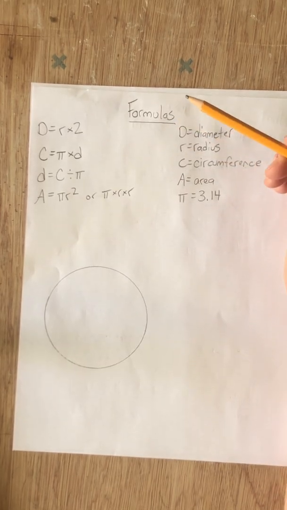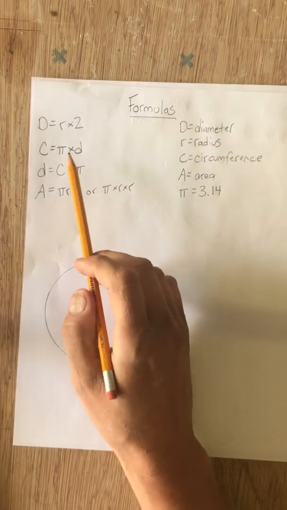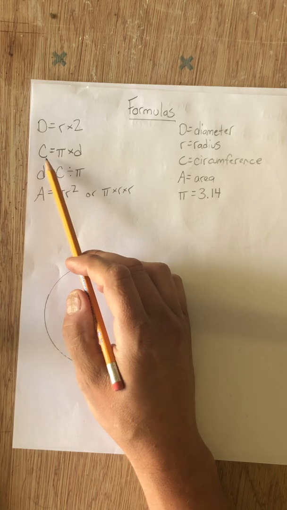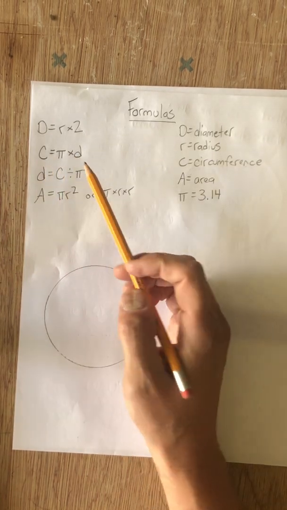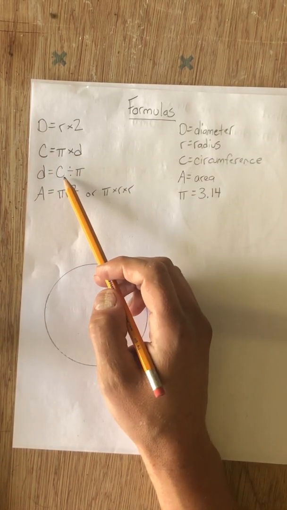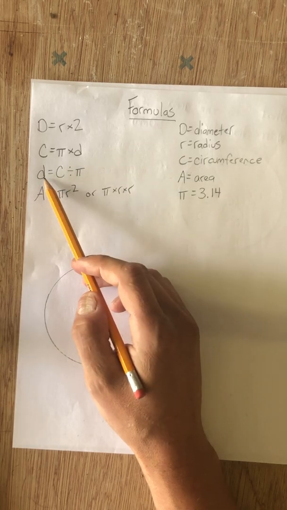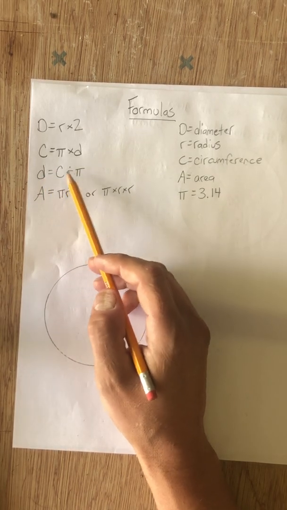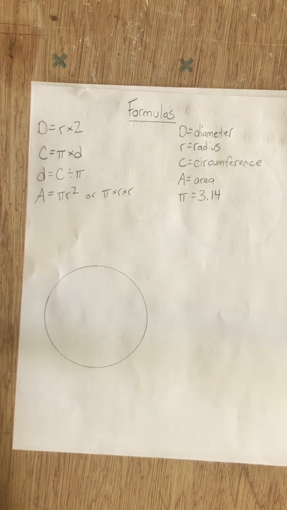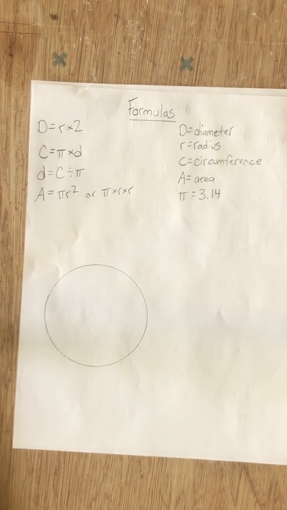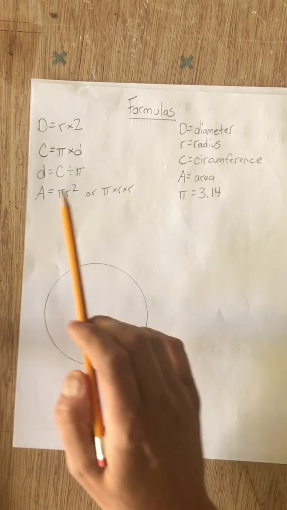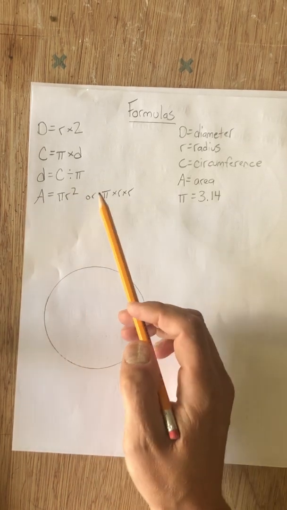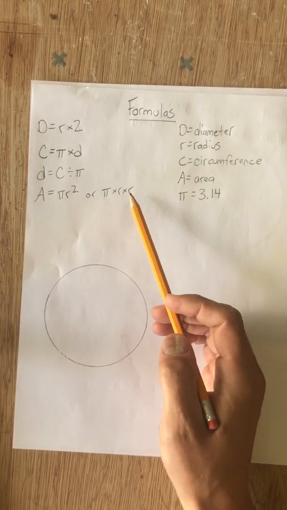If it's a question that's asking you something about circumference, then you need to make sure that you refer to this formula here. So circumference equals pi times diameter. Or if you're given the circumference and it asks you to find the diameter, then you can use this formula: diameter equals circumference divided by pi. And then if you're given a question about finding the area of a circle, then use this one. Area equals pi r squared, or that means pi times radius times radius.